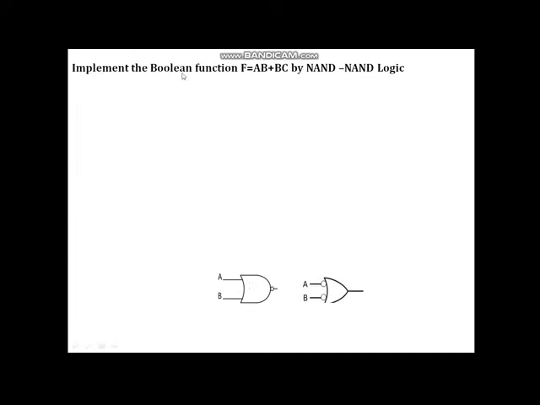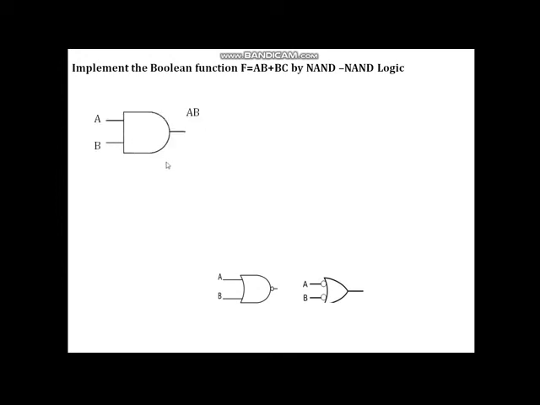First, implement the Boolean function f is equal to AB plus BC by NAND logic. So we have to implement this function by using only NAND gates. First you have to implement this function by using basic gates, that is AND or NOT gate. Here there are two product terms. For that we need two AND gates, and we have to take the sum of those two product terms. For that we need one OR gate. So totally we need two AND gates and one OR gate.